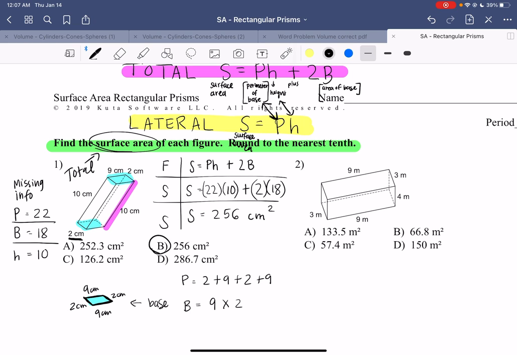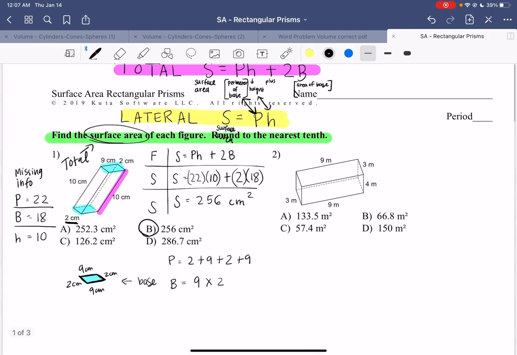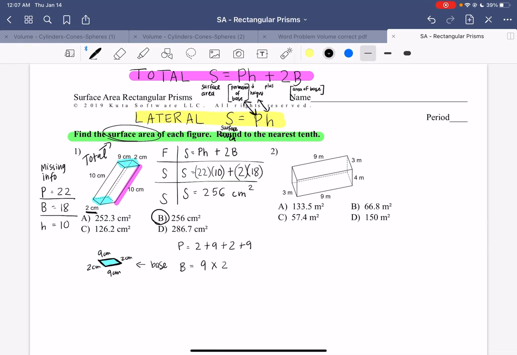All right, so that was our first problem. So let's look at number 2. Okay, maybe keep number 1 up so we can look at it. So formula, substitute, solve. Here we go. So we have our surface area equals 2 times the perimeter of our base times our height plus 2 times the area of our base.